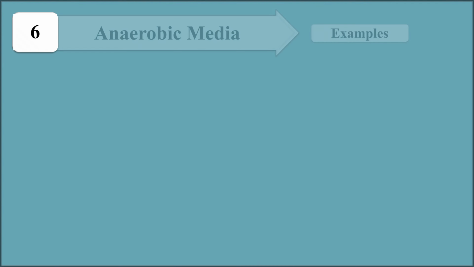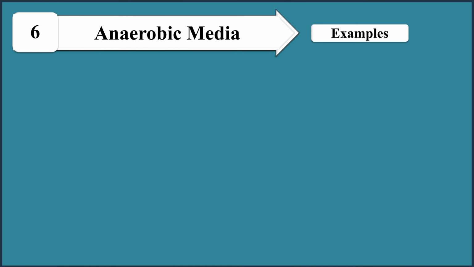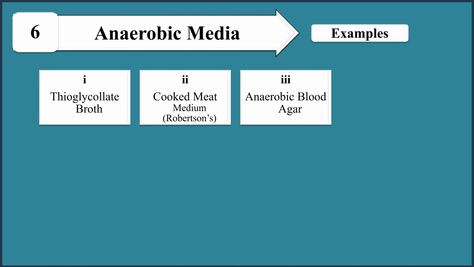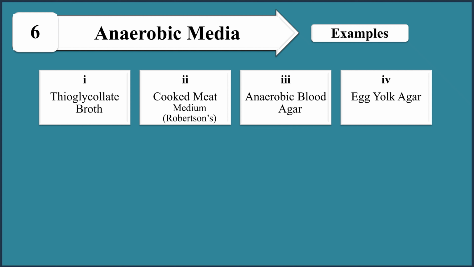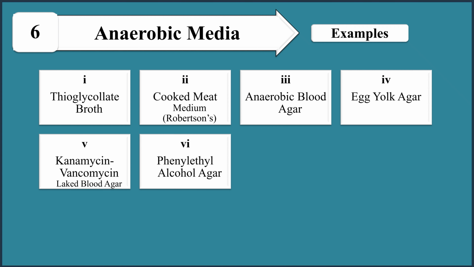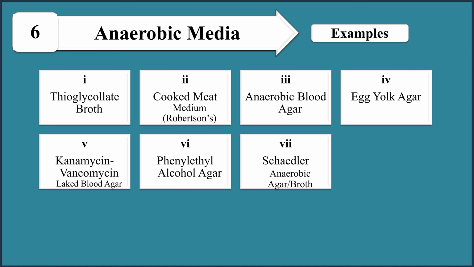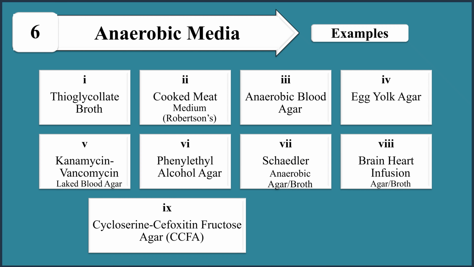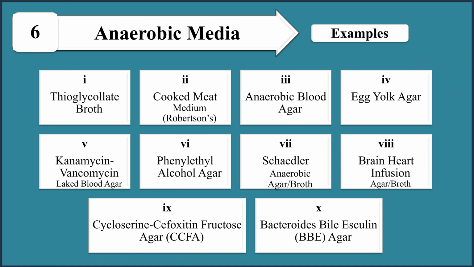Examples of the media that are used as anaerobic media: thioglycolate broth, cooked meat medium, anaerobic blood agar, egg yolk agar, kanamycin vancomycin laked blood agar, phenyl ethyl alcohol agar, Schaedler anaerobic agar or broth, brain heart infusion agar or broth, cycloserine cefoxitin fructose agar, and bacteroides bile esculin agar.